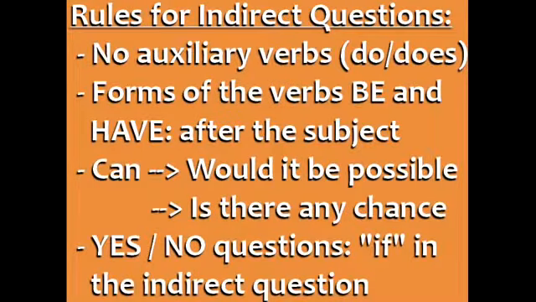Okay, let's review the rules for indirect questions. Indirect questions have no auxiliary verbs, like do, does, or did. In indirect questions, forms of the verbs be and have come after the subject. For questions beginning with the word can, we change it to would it be possible or is there any chance in the indirect question. And yes or no questions become if in the indirect question.